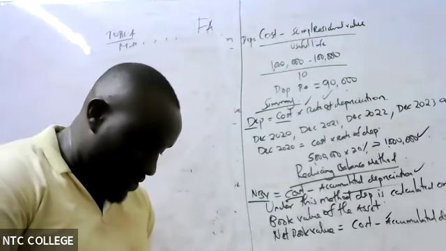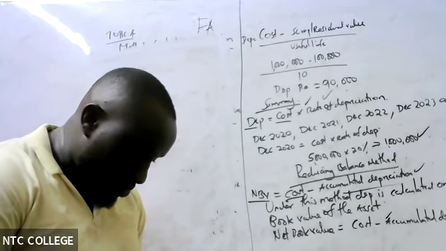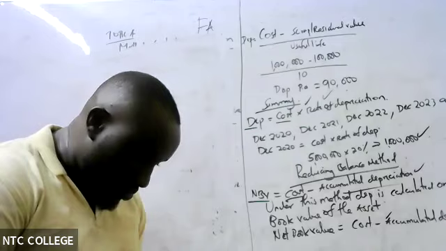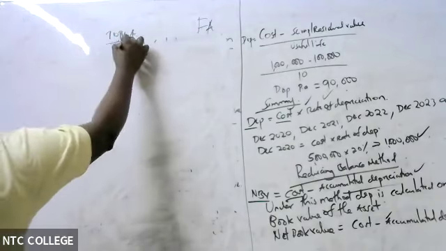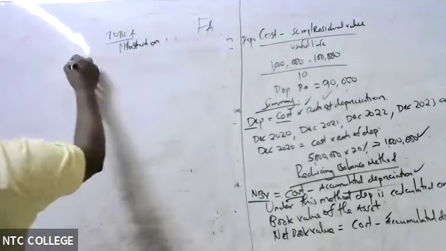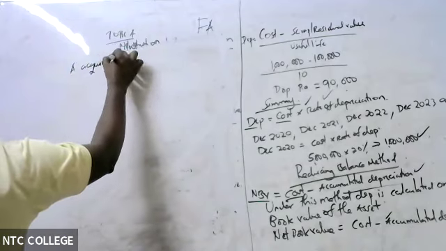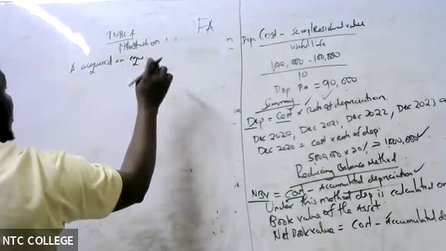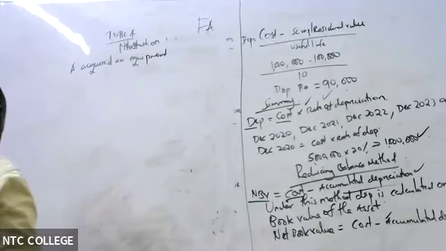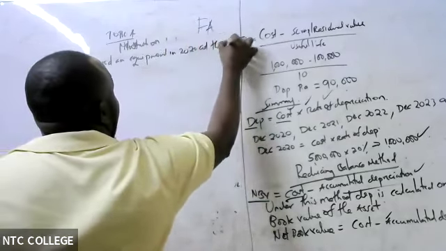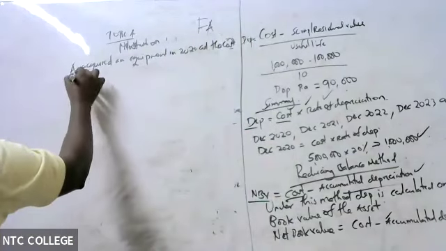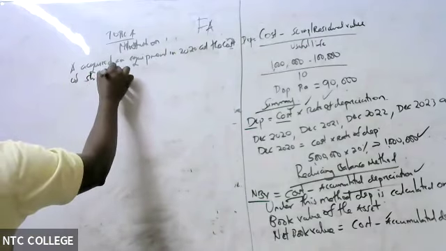Now, our illustration, I will dictate it. A acquired an equipment in 2020 at a cost of shillings 5 million.